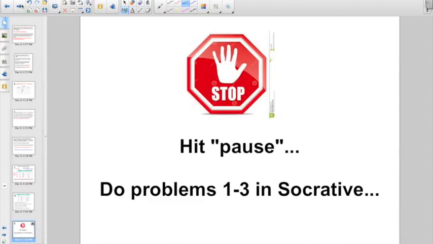So now I want you to stop and hit pause. Do problems 1 through 3 in Socrative.